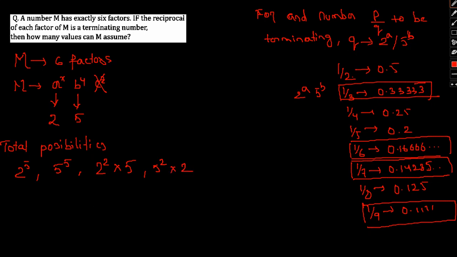Okay, so we have only 4 such possibilities. So 1, 2, 3 and 4, only 4 such possibilities. So therefore, how many values can m assume? 4 values.